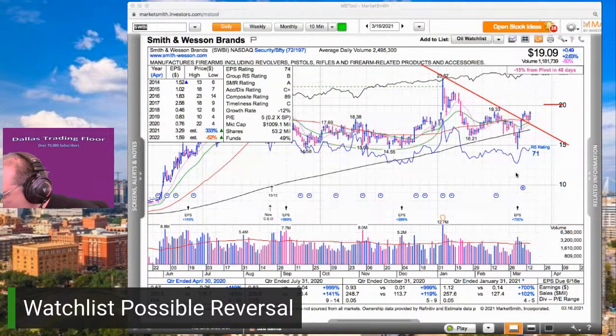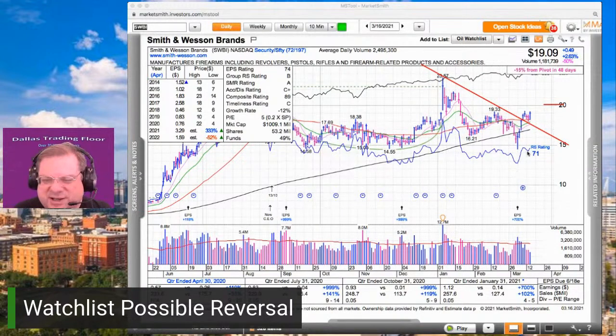So here's the thing I think about Smith and Wesson. I think it has gone through a possible reversal. I'm not as positive about this one as I am Apple, but I really want to see it move above about 1933. That's kind of where I want to see it move because I want to see it make a new high, and it's almost there. So I think it's watch listable.